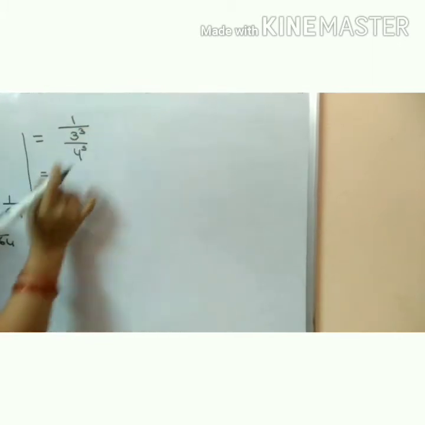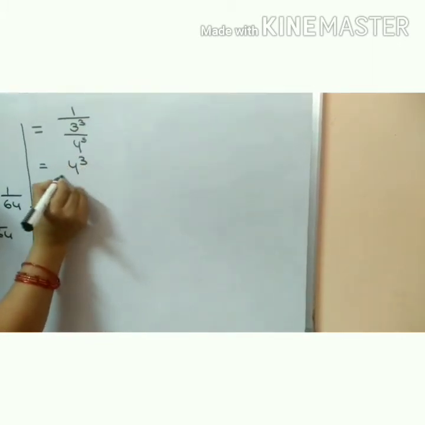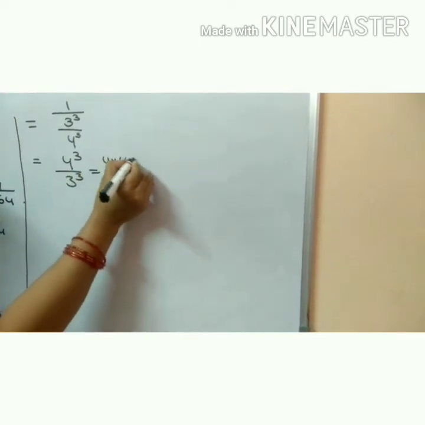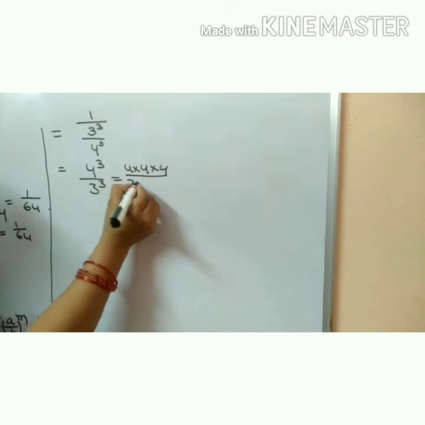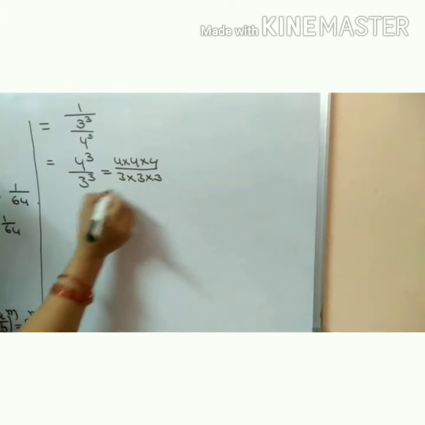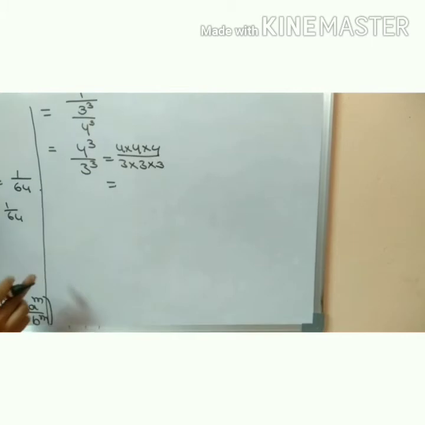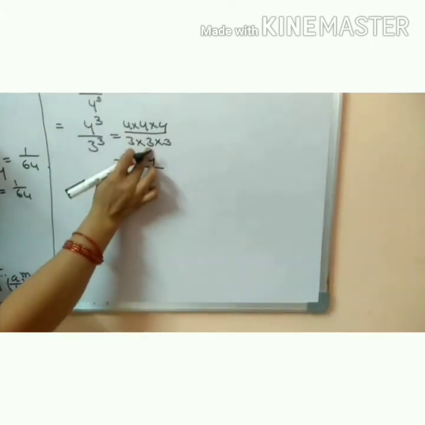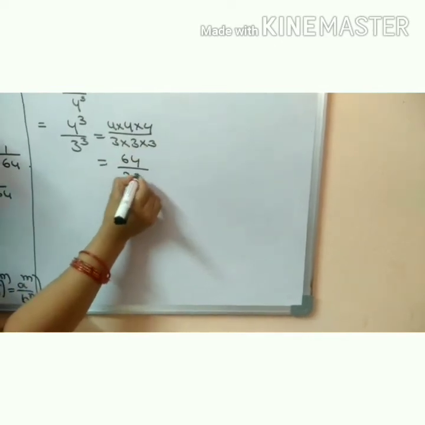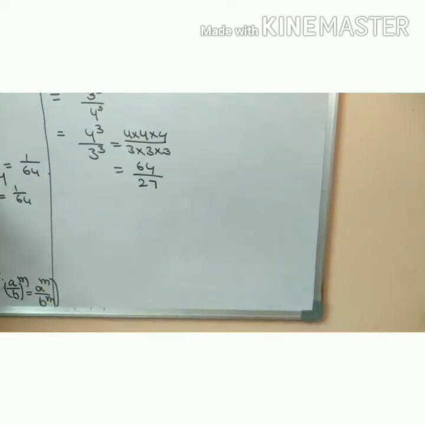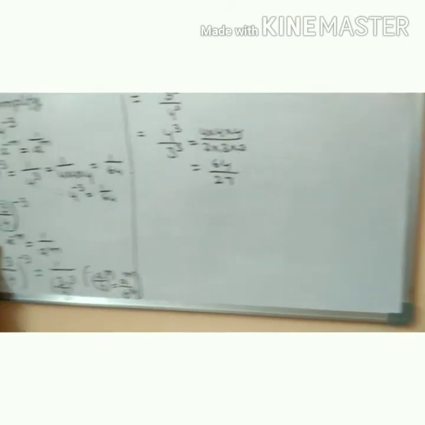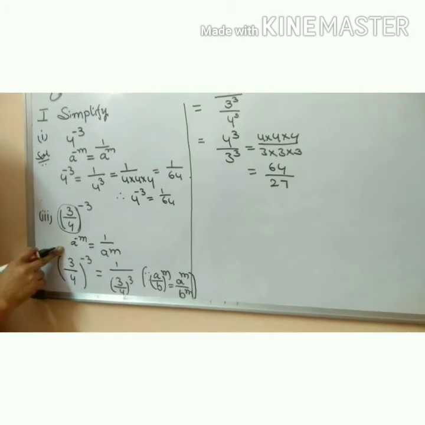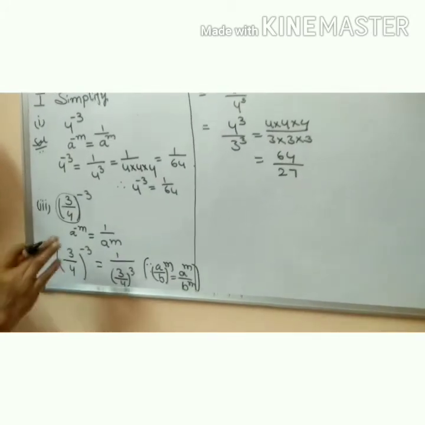So here 4 power 3 by 3 power 3. Write 4 into 4 into 4, three times, and 3 into 3 into 3. 4 4s are 16, 16 4s are 64, by 3 3s are 9, 9 3s are 27. Okay children, did you understand? You must learn the laws of exponents, that is, the formulas. The first Roman numeral is completed.